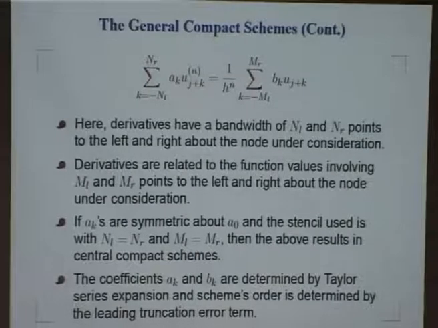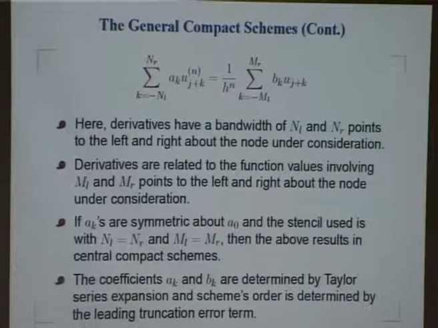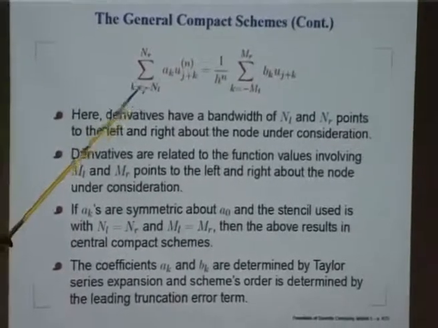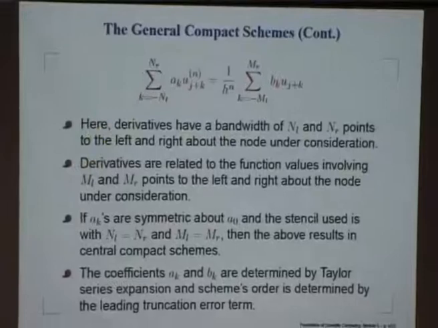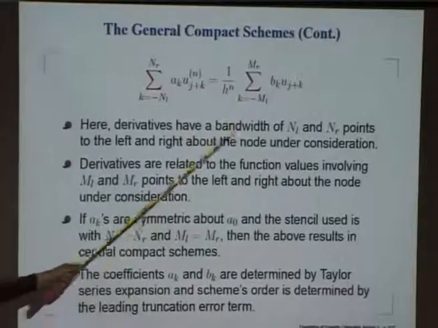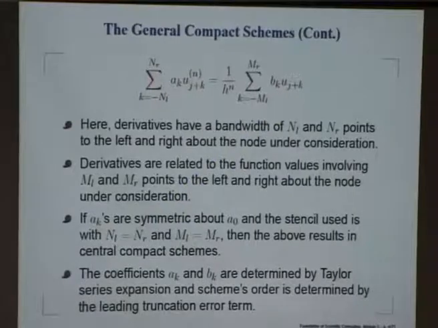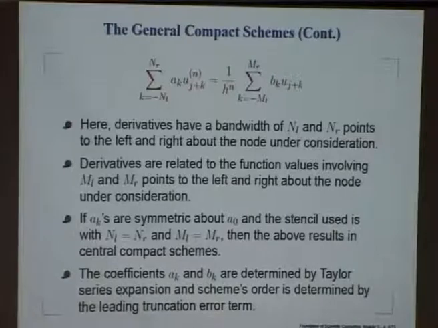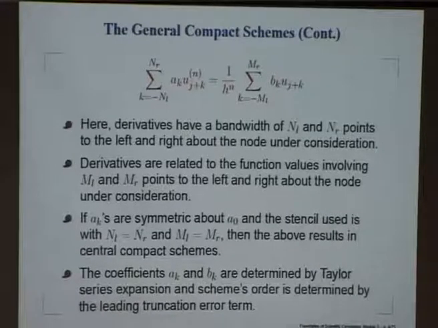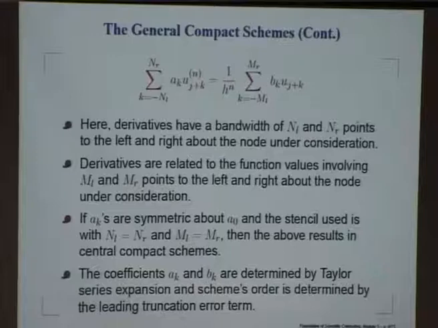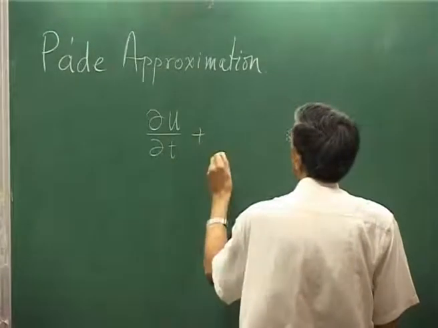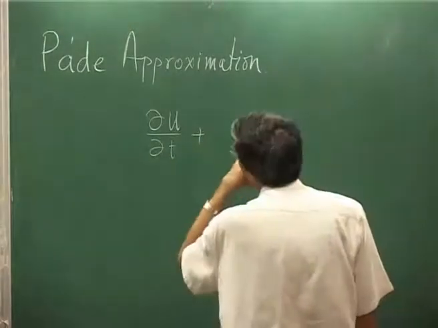So let's look at the bandwidth of such a scheme. Bandwidth is determined by how many points across which the derivatives are related, shown by this NL and NR on the left hand side. Same way, we also notice that the bandwidth of the scheme also is determined by the function values. So let me give you a flavor of the thing that we are trying to do. Let's say we are trying to solve a space-time dependent problem, which we always get.